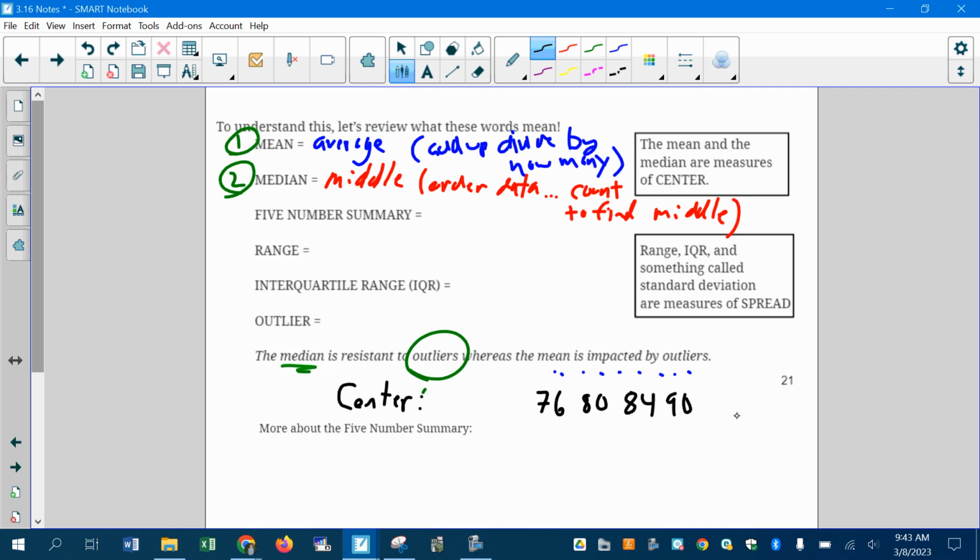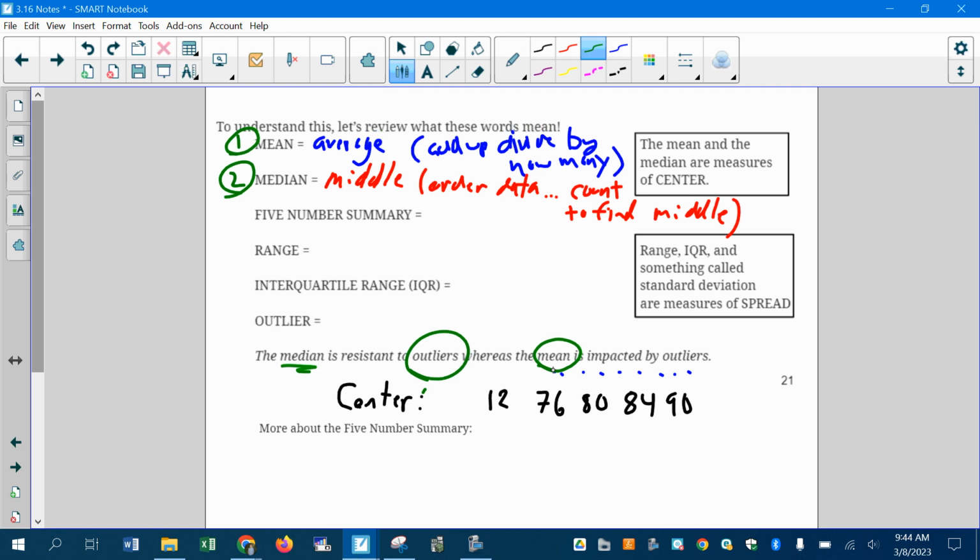Sorry, get rid of the 92. Those are the test scores. You have somebody that got a 12%, and you include that 12%, it's going to change the average a lot. That's going to change the mean a lot, because that lower score, that outlier, is going to drag down the mean.